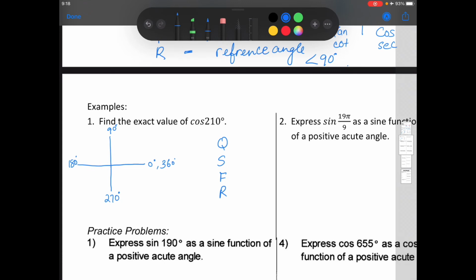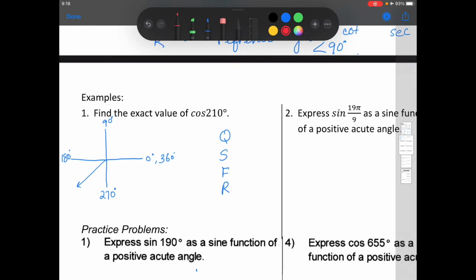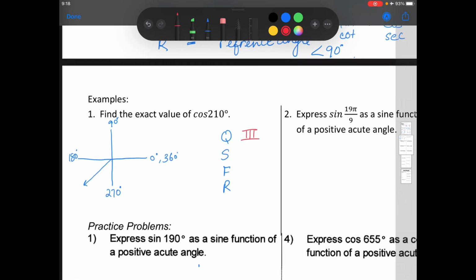So 210 is going to be where? It's greater than 180, less than 270, so I'm in the third quadrant. So that's my terminal ray in the third quadrant. So the quadrant is third. Let's do the sign also. Cosine is positive or negative? Let's write down our ASTC. Only tangent and cotangent are positive, which means the sign would be negative. What's the function? The function is cosine.